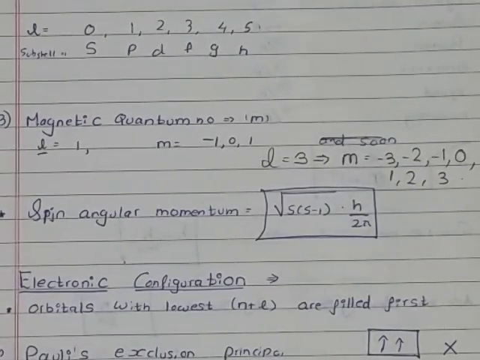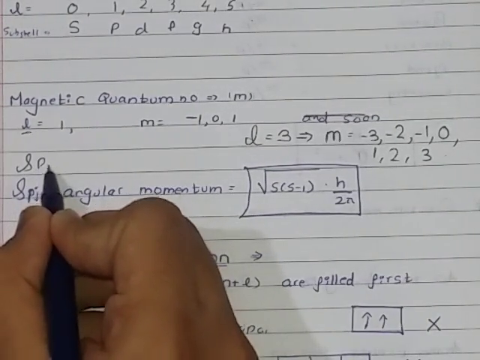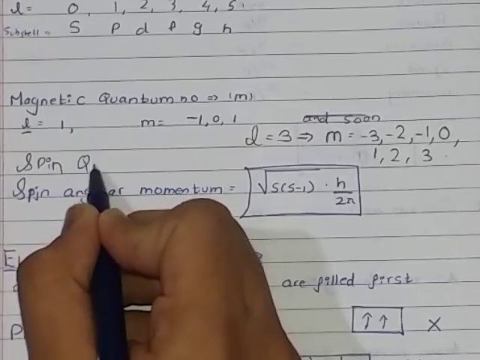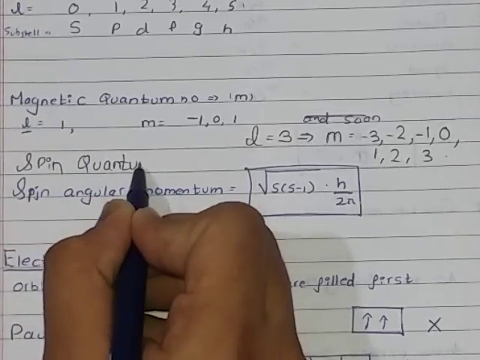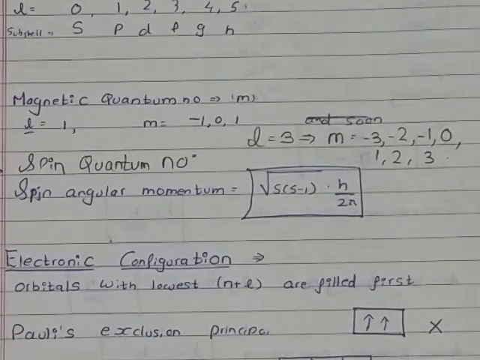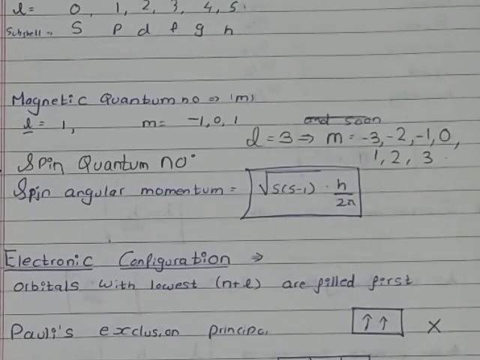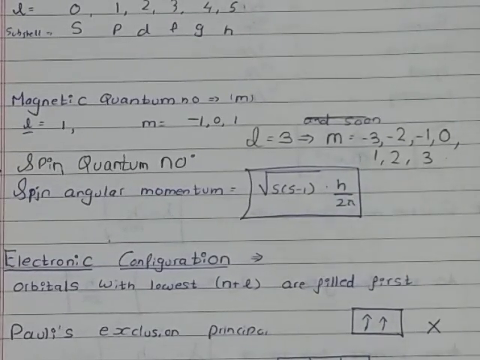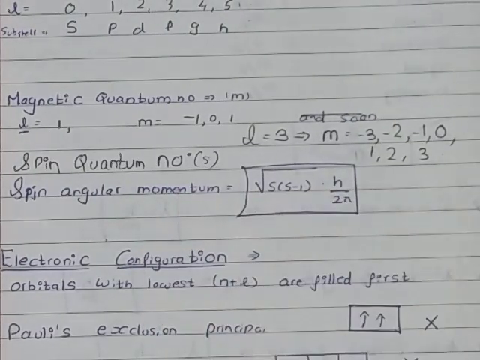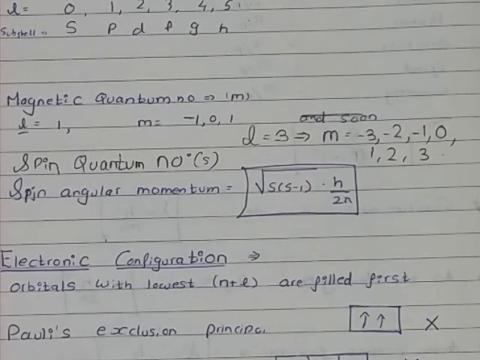Actually it's not the spin angular momentum, it's the spin quantum number. The spin angular momentum is under root of s into s plus 1, times h upon 2 pi, where the spin quantum number is denoted by s. You don't have to remember this because it's not quite so important. Forget that. Just remember the spin quantum number.